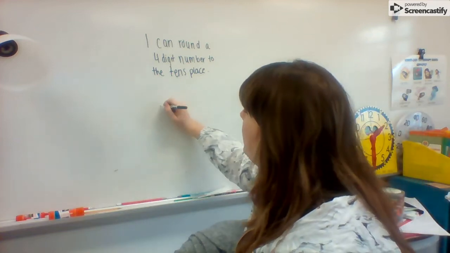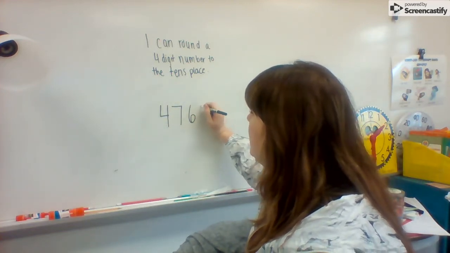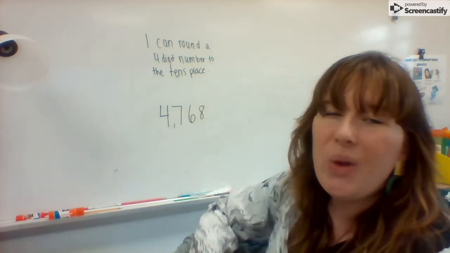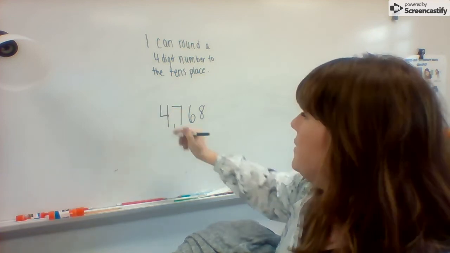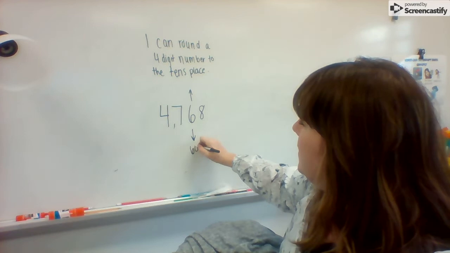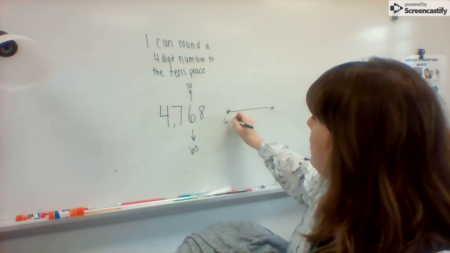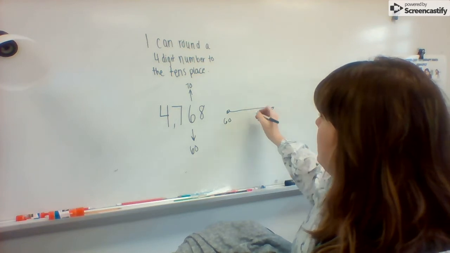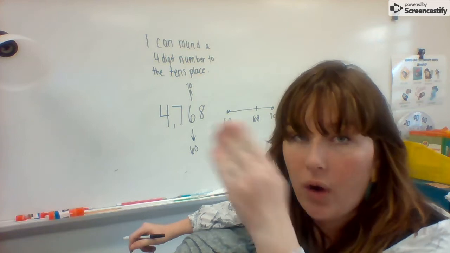I'm going to stay in 4,700, but this time I'm going to do a 68, rounding to the tens place. So remember, I'm going to ignore the 4,700 for a minute. 68 might stay at 60, and it might go up to 70. Let's see what it does. I'm going to stick 68 on my number line just so I can figure out how far forward or back to count.